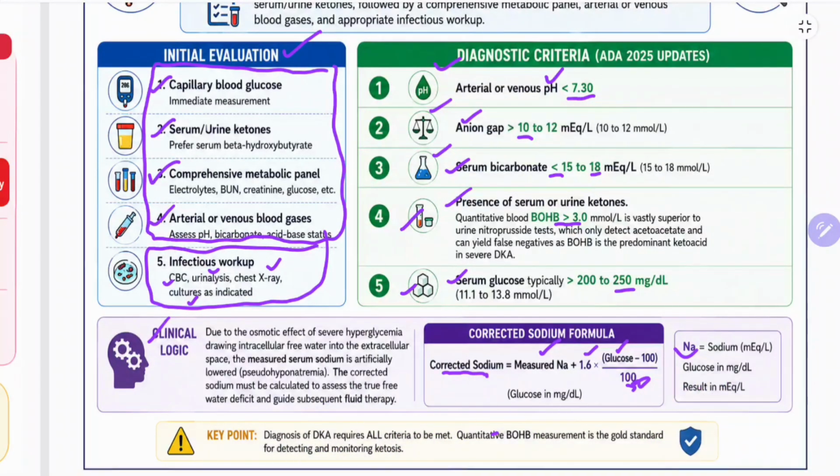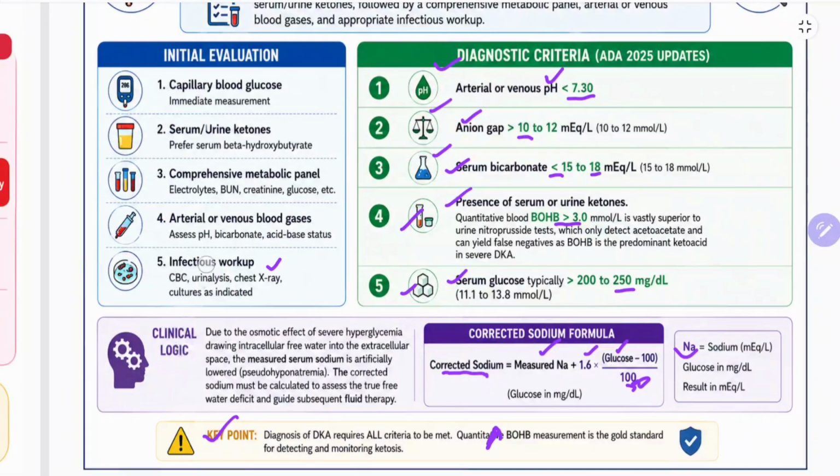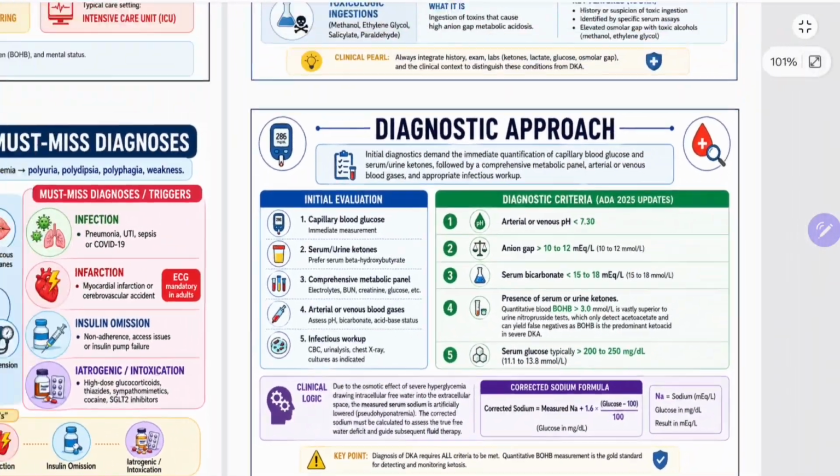Now one key point here. Diagnosis of DKA requires all criteria to be met. Okay. Quantitative beta hydroxybutyrate measurement is the gold standard for detecting and monitoring ketosis. Okay. So all criteria should be met to say it as DKA. All 5 things: pH, anion gap, bicarbonate, glucose levels, and quantitative measurement of beta hydroxybutyrate; urinary ketones also you can take. But the gold standard is quantitative measurement. Okay. That's about the diagnostic criteria.